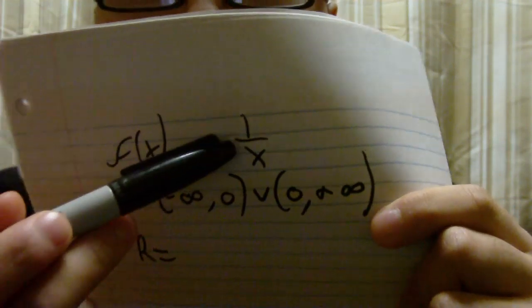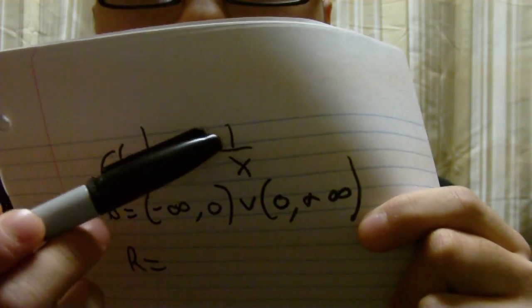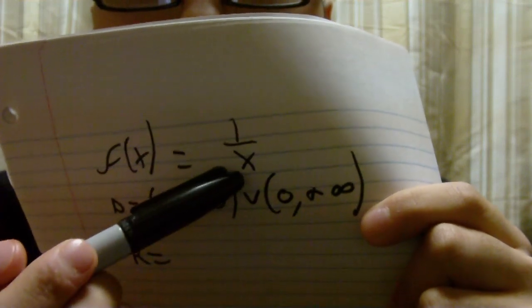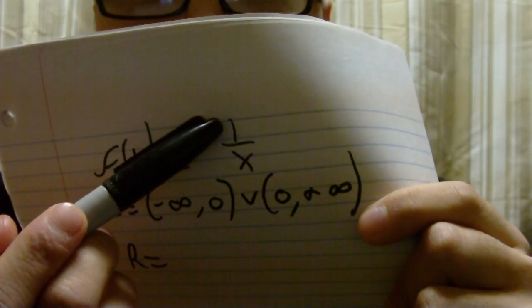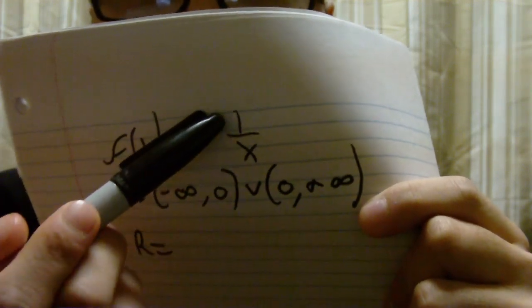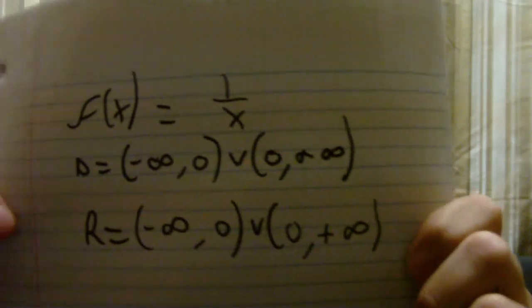However, no matter what I plug in for this x, this fraction will never give me 0. Why? Because in order for it to be 0, the denominator doesn't have to be 0. The numerator has to be 0. And here they tell you the numerator is 1. Since the numerator is 1, it's not 0. This fraction is never going to equal 0. So, and there you go.